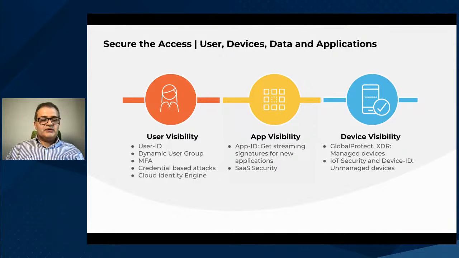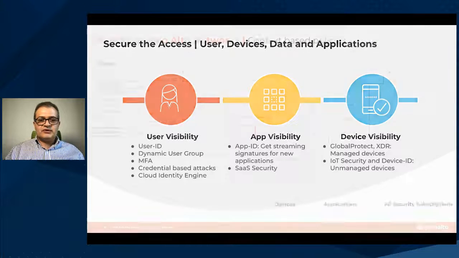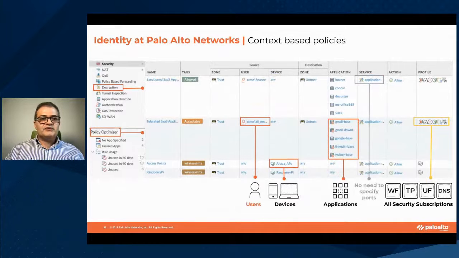We need to understand who the user is. So, user visibility is very important. We need to understand what the user is using to access the network, what kind of applications he is trying to run in the network, and what device he's using. Based on all of these three technologies, we can make a decision on how to give him access to the network. And that's how we construct the security policies within the Palo Alto Networks solutions.